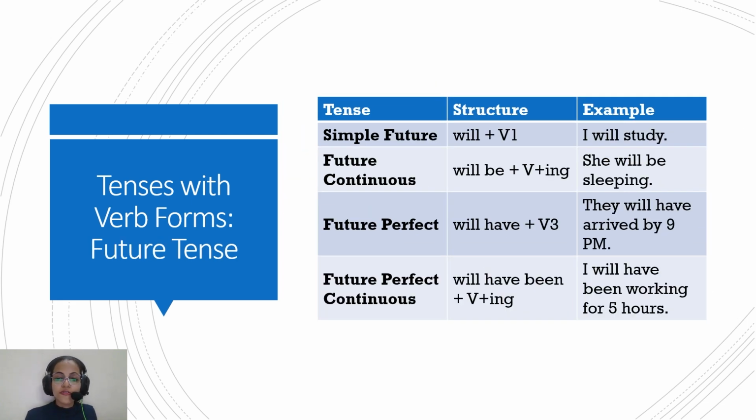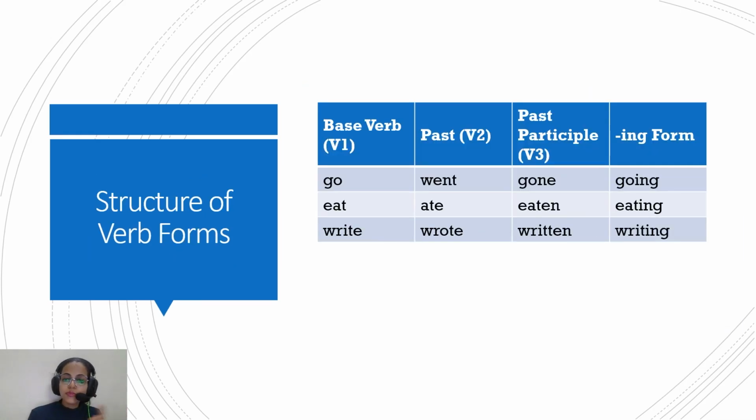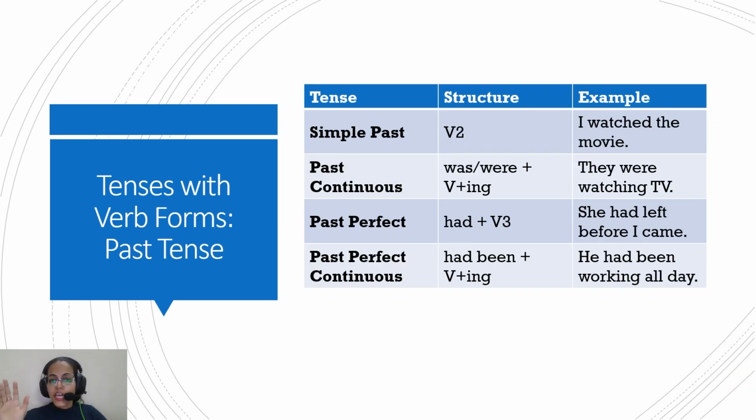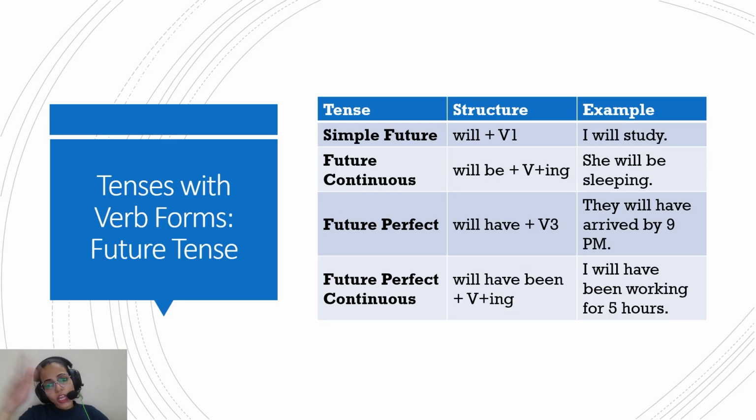Similarly, for simple future, will plus first form of verb. So when we were doing forms of verb, you see that the verb changes form for past, but it doesn't change form for future. So for future, you will always need these will, shall, these kinds of words. So will plus first form of verb. In the simple present, it was I, we, he, she, it plus first form of verb. In the simple past, it was the second form of verb. Again for future, will plus first form of verb. Future continuous, will be plus ing form of verb. Future perfect, will have plus third form of verb. And future perfect continuous is will have been plus ing form of verb.